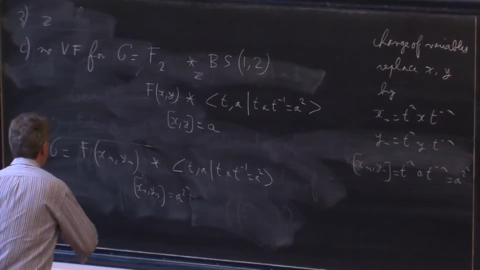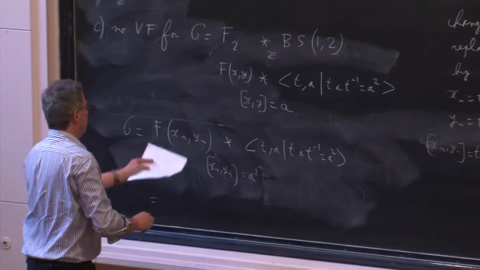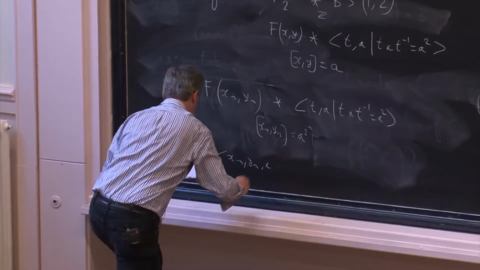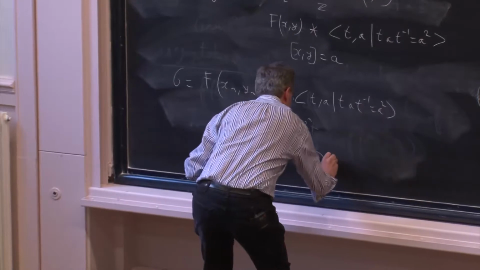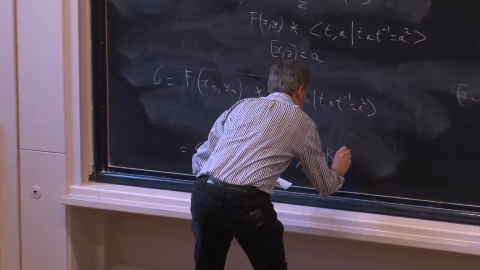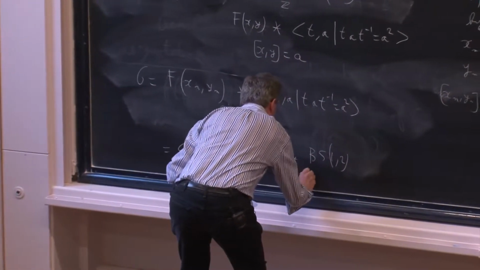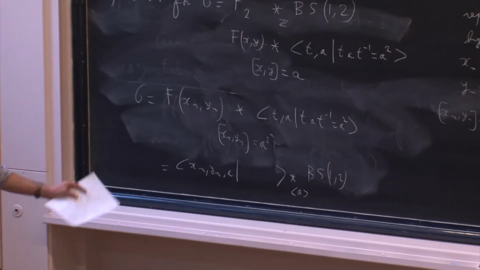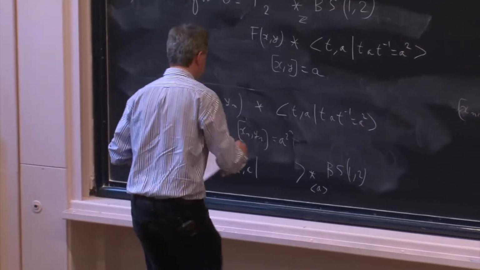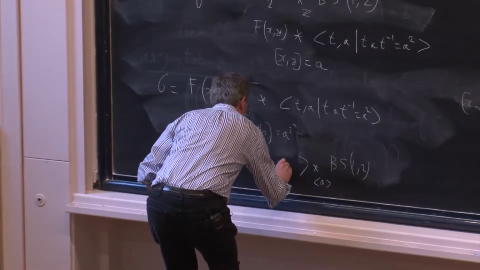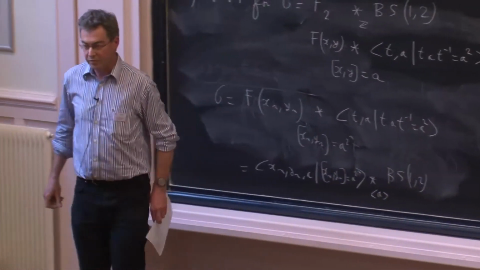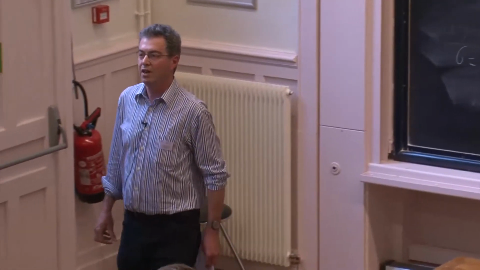And I can rewrite this as an amalgam of the group generated by xn, yn, and a, with BS12, the amalgam being over the group generated by a. And the relation that I have here is simply that the commutator of xn, yn is a to the 2 to the n. So I'm going to give you another way of looking at this manipulation.